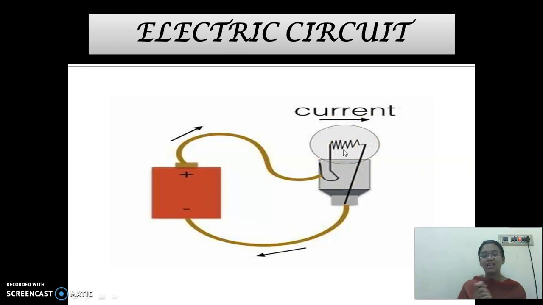And one more thing children. We must not connect the two ends of the battery without connecting it to a bulb or a switch. If we connect the two ends of the battery to each other, the cell would get used up faster. So never connect the two ends of a battery or a cell together. Next.